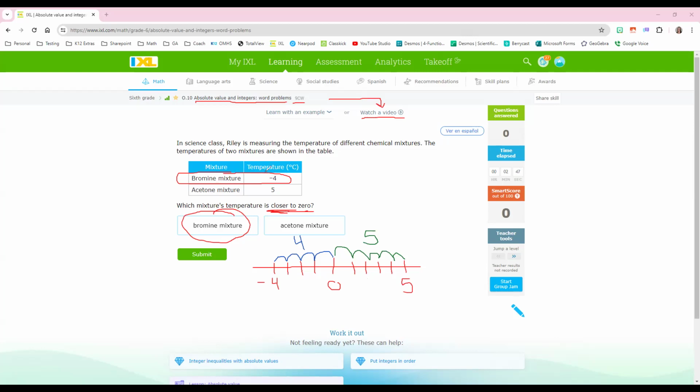So if we come up to our table here and we took the absolute value of 4, we'd see that it is positive 4 units away. And then if we take the absolute value of 5, that would be positive 5. So it's 5 units away. Once again, confirming 4 is closer to 0 than 5. Therefore, the bromine mixture is our answer.